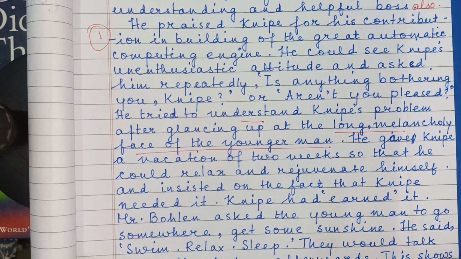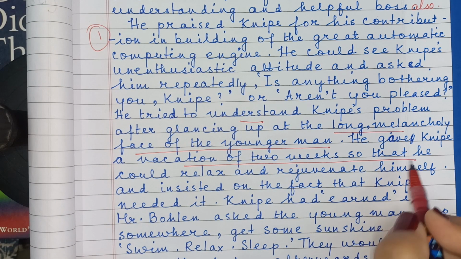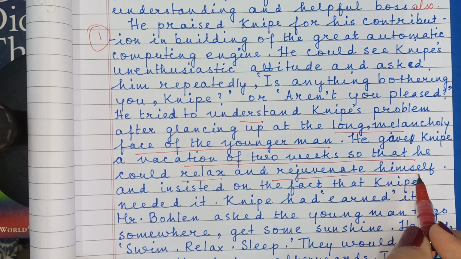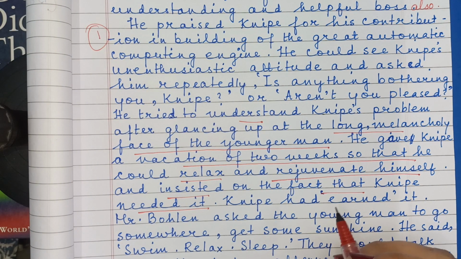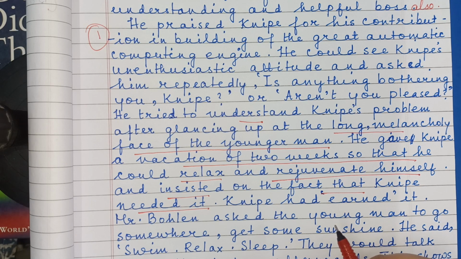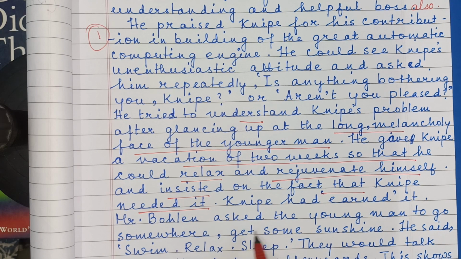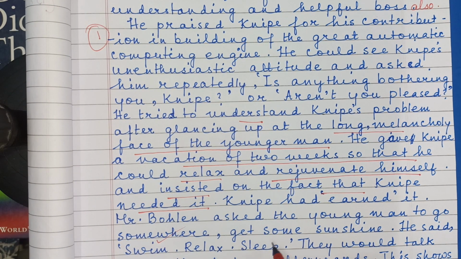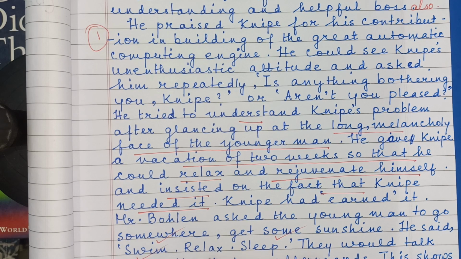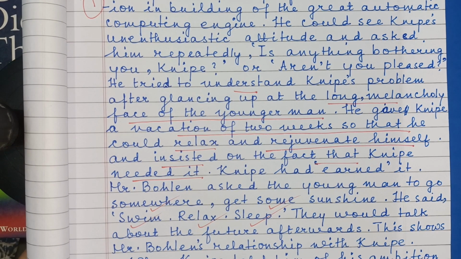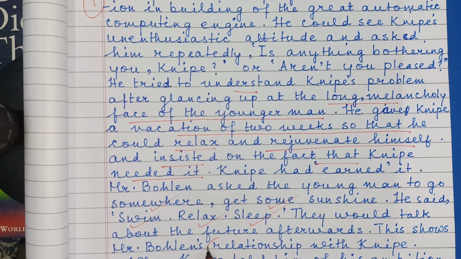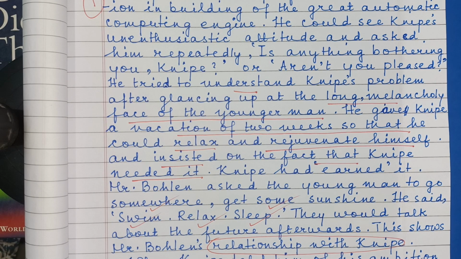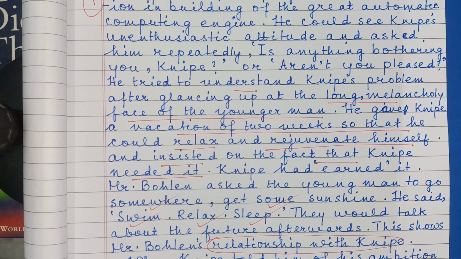He gave Knight a vacation of 2 weeks so that he could relax and rejuvenate himself and insisted on the fact that Knight needed it. सिर्फ एक बार बोल के छोड़ नहीं दिया उन्होंने insist किया, it will do you good, you need it. Knight had earned it. Mr. Bolen asked a young man to go somewhere, get some sunshine. He said, swim, relax, sleep. They would talk about the future afterwards. This shows Mr. Bolen's relationship with Knight. He was indeed a considerate man.